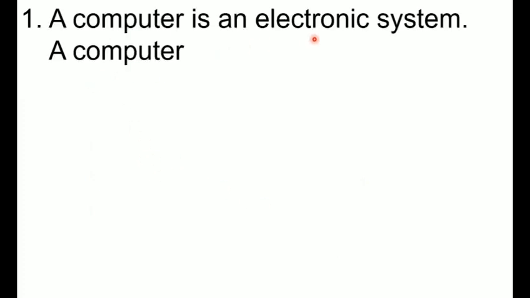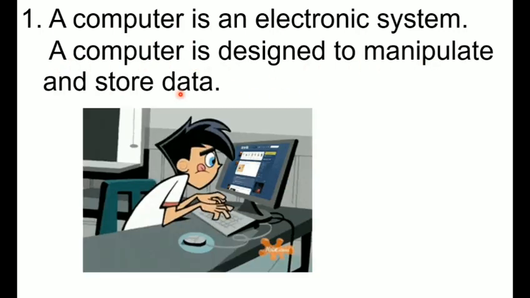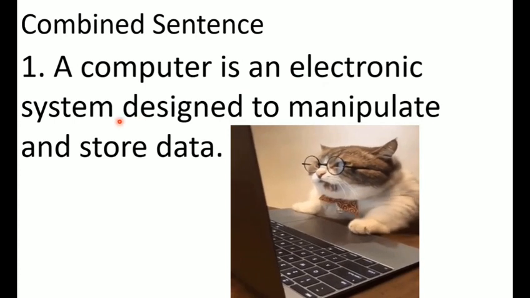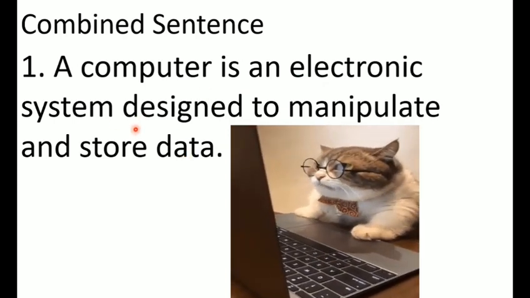Alright, number 1. A computer is an electronic system. First sentence. Second sentence: a computer is designed to manipulate and store data. Okay. Answer: a computer is an electronic system designed to manipulate and store data. This is the answer for number 1.